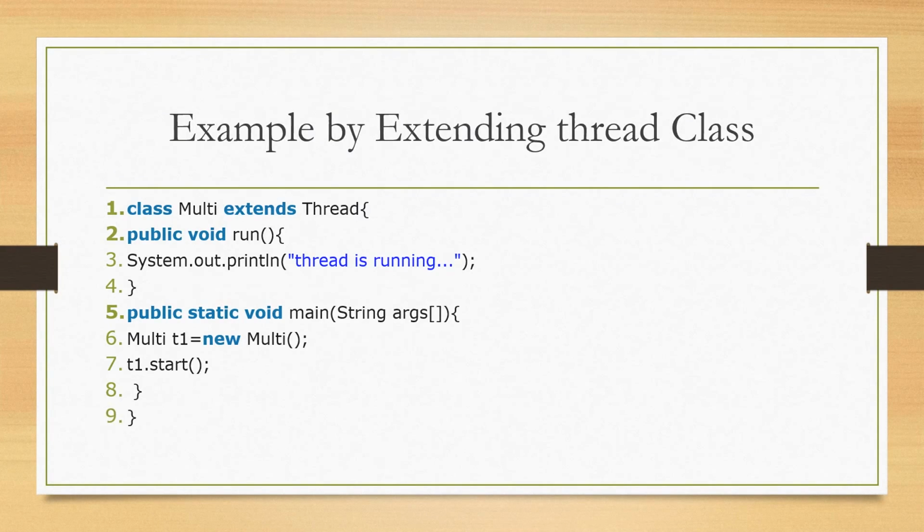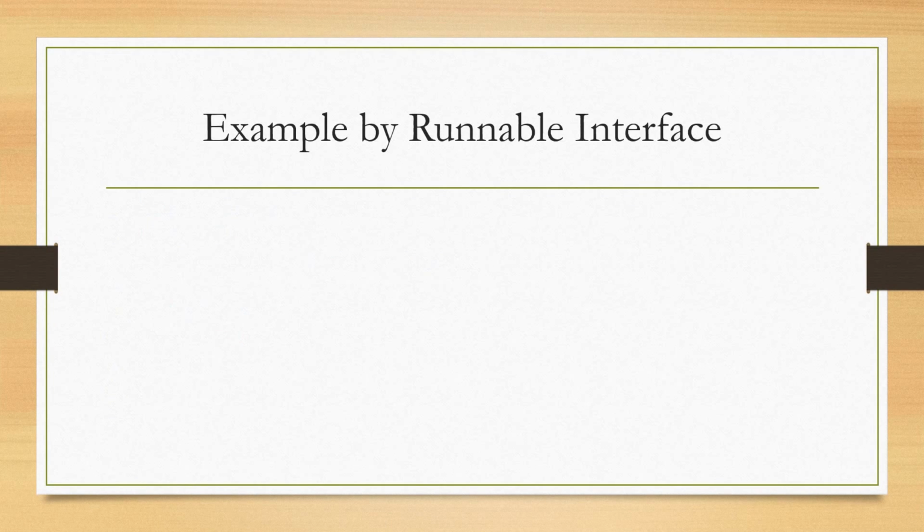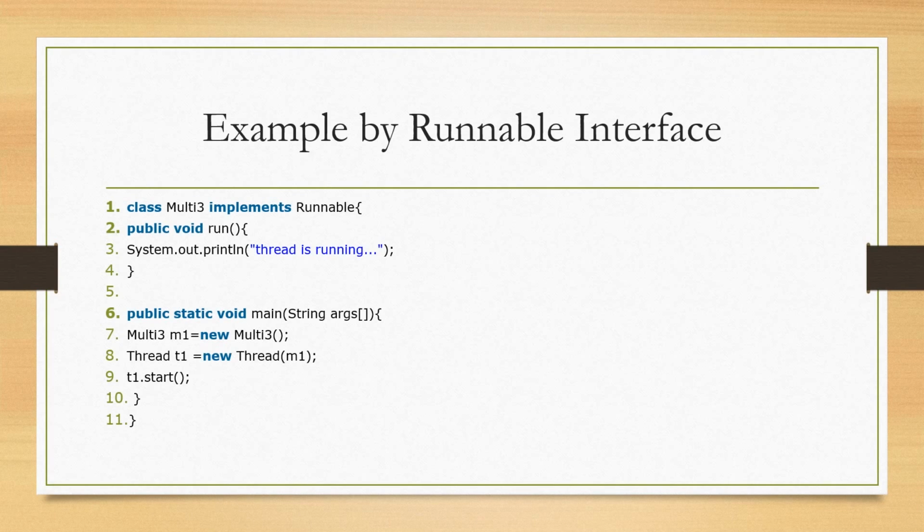Alright, now let's look at an example using the Runnable interface. Here we have a Multi3 class which implements the Runnable interface, and then we have a run method, the same as before, using System.out to print out "thread is running". Public static void main, that's the main method, and then we're using the Multi3 class and creating a new object, m1 equals new Multi3 object. Then we're creating another object, t1 equals Thread, and then we're using the start method. So this is an example of the Runnable interface.